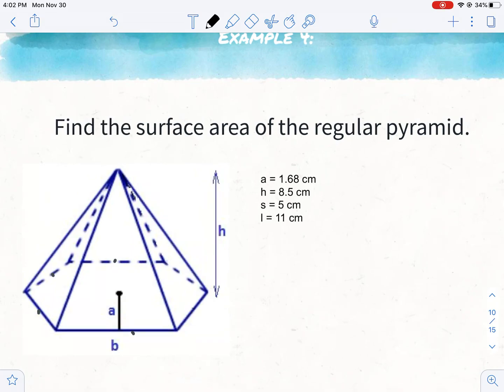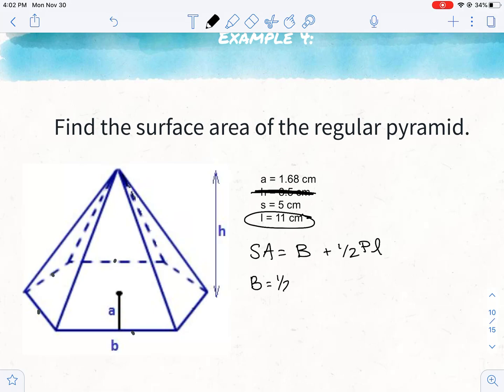This time I am given my slant height over here. My height here is irrelevant. It's just there to mess with me. Okay, if I'm given my slant height, I'm going to use that instead. I've got a hexagon for my base. My surface area is still base plus 1/2 the perimeter times the slant height. I need to solve for my base first though.